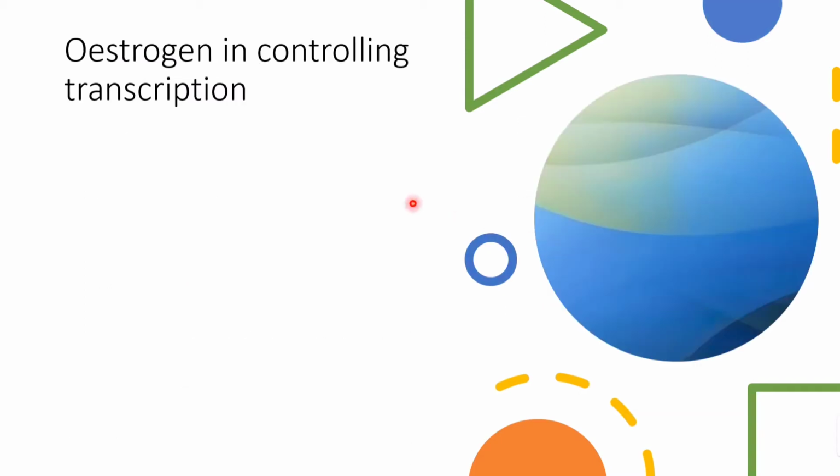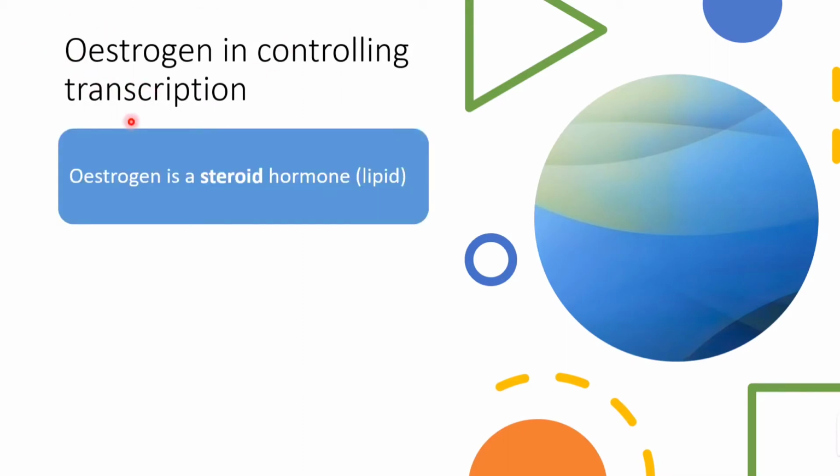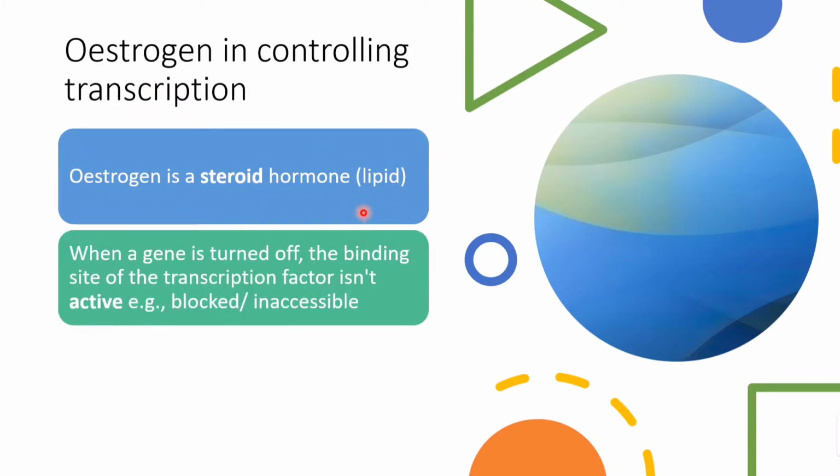So now we're going to have a look at the example for this. So this is estrogen. So estrogen is a steroid hormone, so this means that it's made of lipids. And when a gene is turned off, this means that the binding site of the transcription factor isn't active. And when we say that this binding site isn't active, we mean it's either blocked or inaccessible.